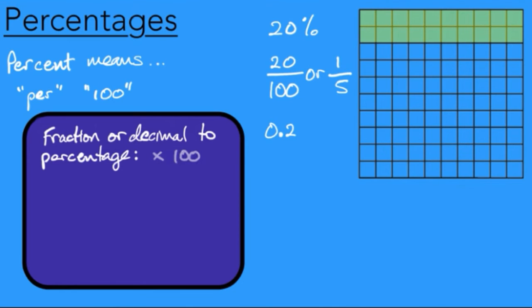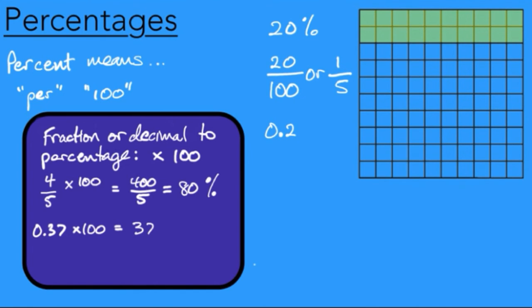What about a fraction or a decimal to a percentage? We simply multiply it by 100. So if we're changing a decimal or a fraction and we want to turn it into a percentage, just multiply it by 100. Nice and easy. So if I had 4/5, times it by 100, I get 400 over 5, which is 80, or 80%. What if I had a decimal, 0.37, and I wanted to write that as a percentage? Well, when we multiply by 100, we move the decimal point 2 places to the right because it's the opposite of dividing. So that gives me 37%.